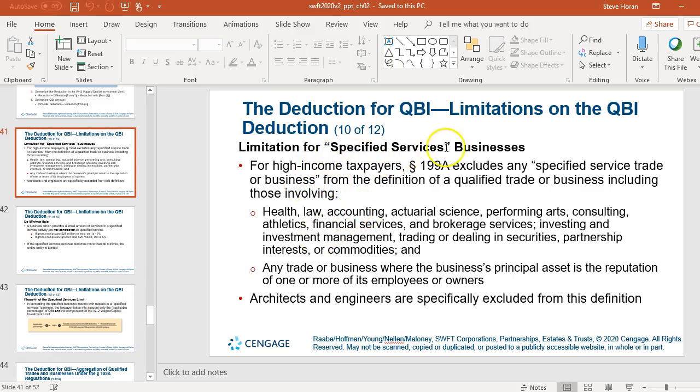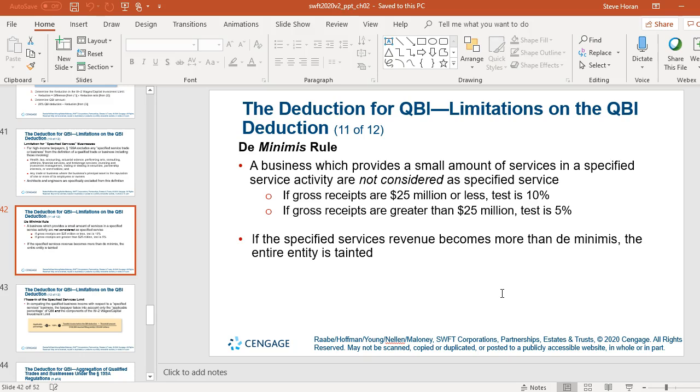So the specified services business limitation: for high-income taxpayers, we exclude specified service trades or businesses from the definition of a qualified trade or business. Okay, and that was the list we looked at: health, law, accounting, actuarial, performing arts, consulting, athletics, financial services, brokerage services, and so on. Any trade or business where the business's principal asset is the reputation of one or more of its employees or owners would also be in that. And architects and engineers are specifically excluded from this definition. So they made a point about that.